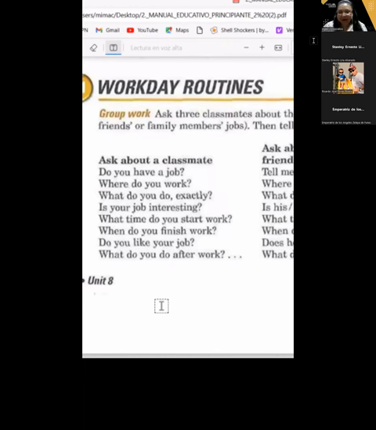Ok, continue. What time did you start work? I started work at 7 a.m. or 6 p.m. When did you finish your work? I finished working at 7 a.m. or 6 p.m. Did you like your job? No, I don't. Not really. Quiero renunciar. What did you do after work? I sleep. Porque si no, no lo deja dormir el niño.